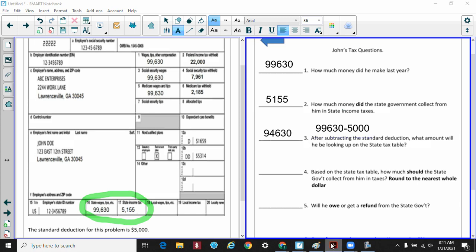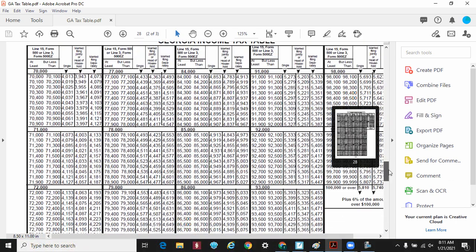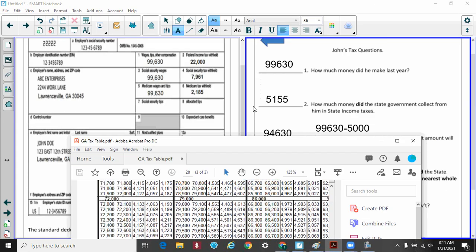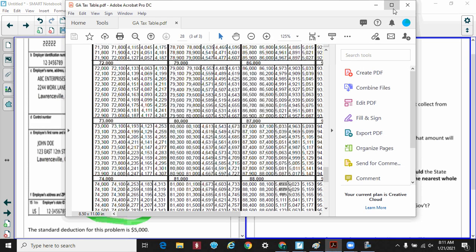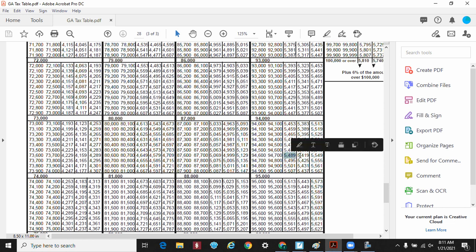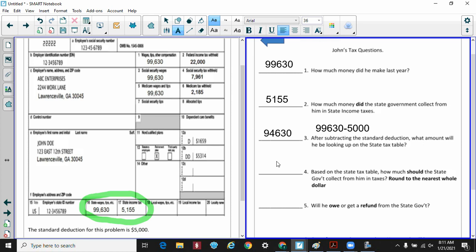So going to our table again, 94,000. There's my 94 right there. Let's see, 94,630. Here's my 94,000. So 94,630. There it is. It's going to be between line 600 and 700. 5,489. I think it was 5,489. It was.